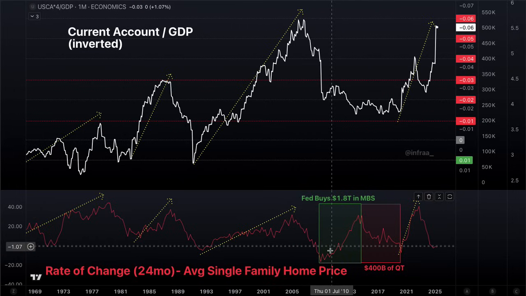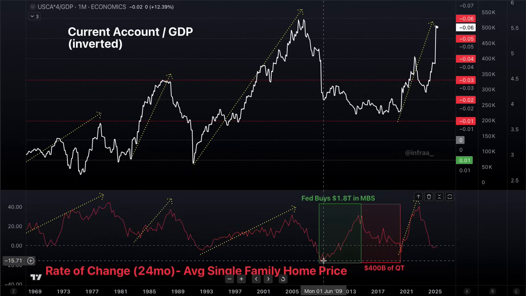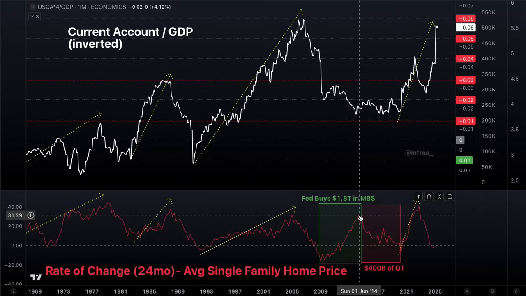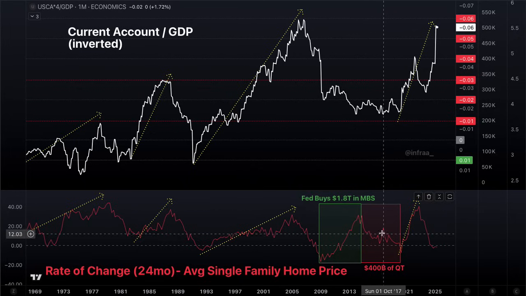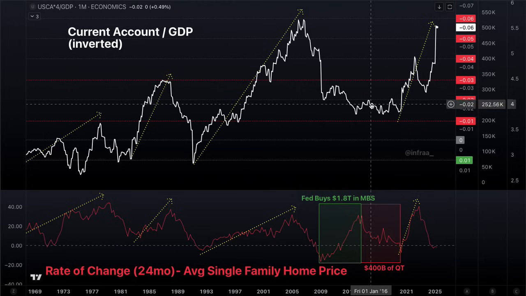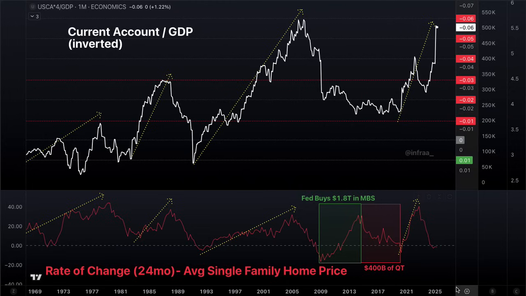Well, it worked. We can see that home prices were contracting at about 15%, but they started to rise. And we can see at the peak here, they were increasing at 32%, where my cursor is here. Well, then, of course, home prices started to fall. Or rather, the rate of increase started to slow, which is probably a better way to put that. But the current account didn't really change. So why did this happen?